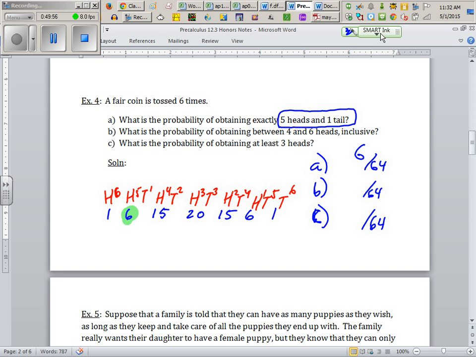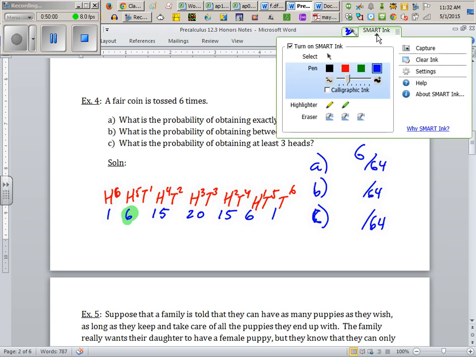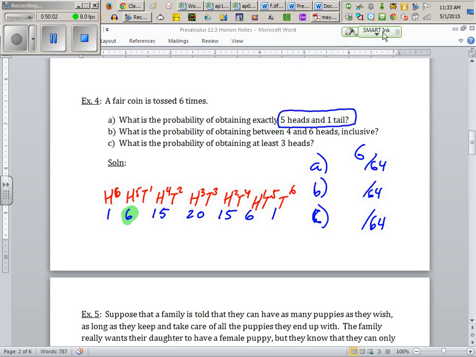What's the probability of obtaining between 4 and 6 heads inclusive? You got to think about what that means. Literally just means 4 heads or 5 heads or 6 heads. When we're doing ORs like that, we add. So you actually should be adding a couple things together here, 3 things.